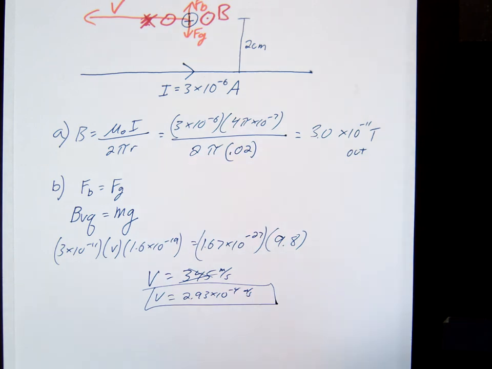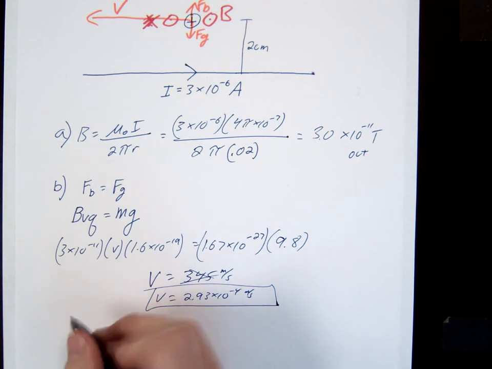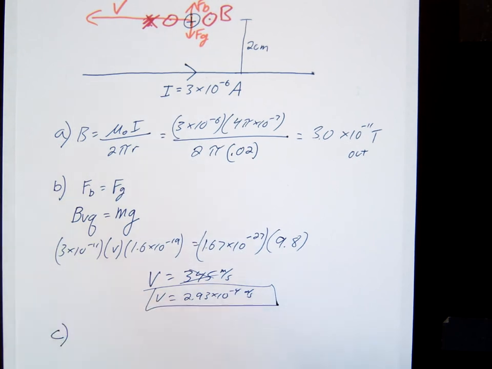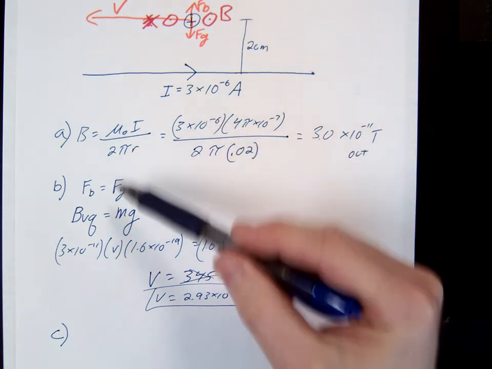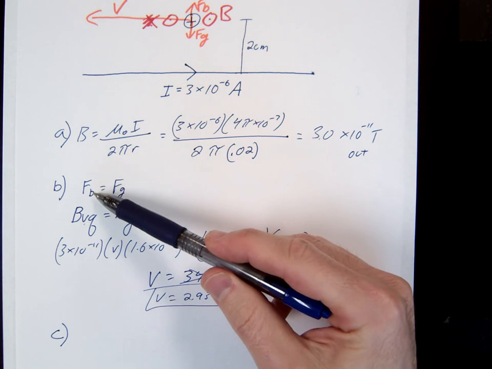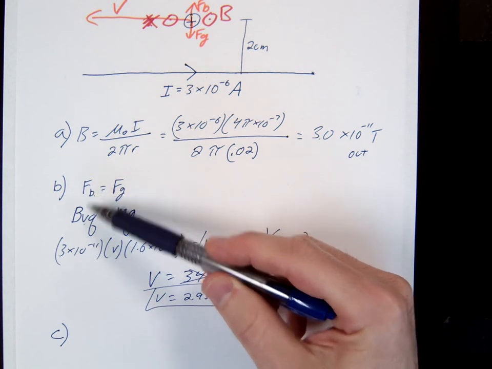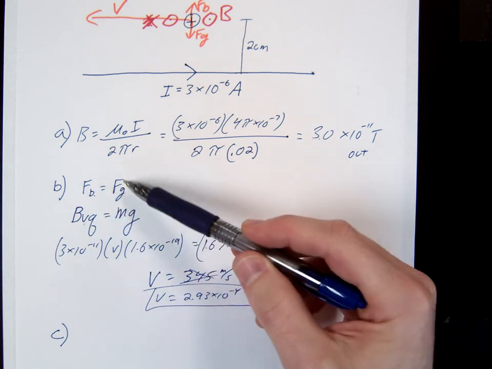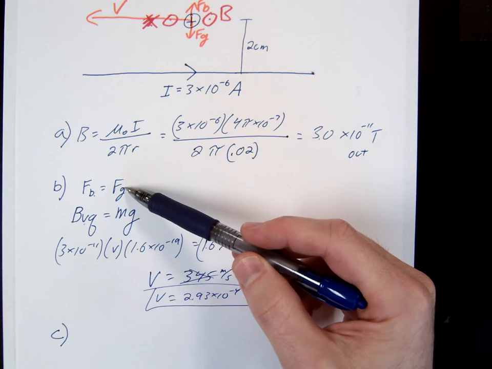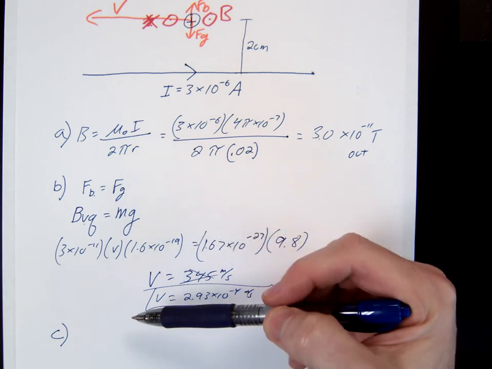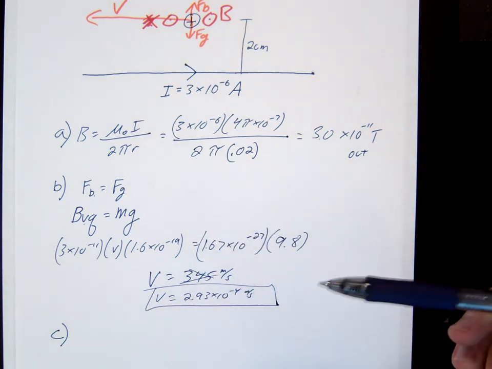What would happen if the proton slowed down? Just conceptual questions. If v decreases, what happens to our magnetic force? It also decreases. And therefore, gravity is the same. What happens to the proton? It would start to fall.